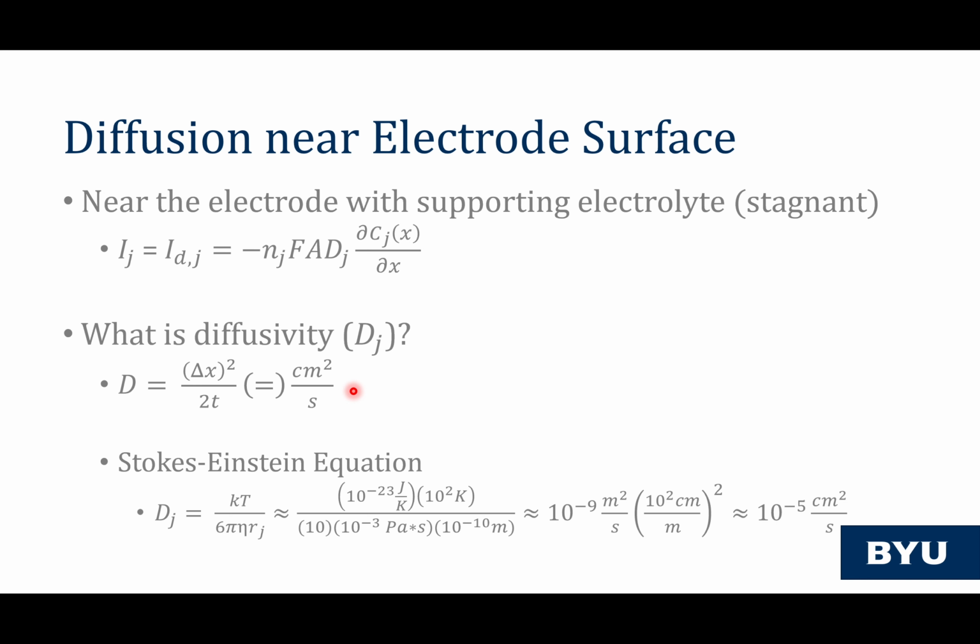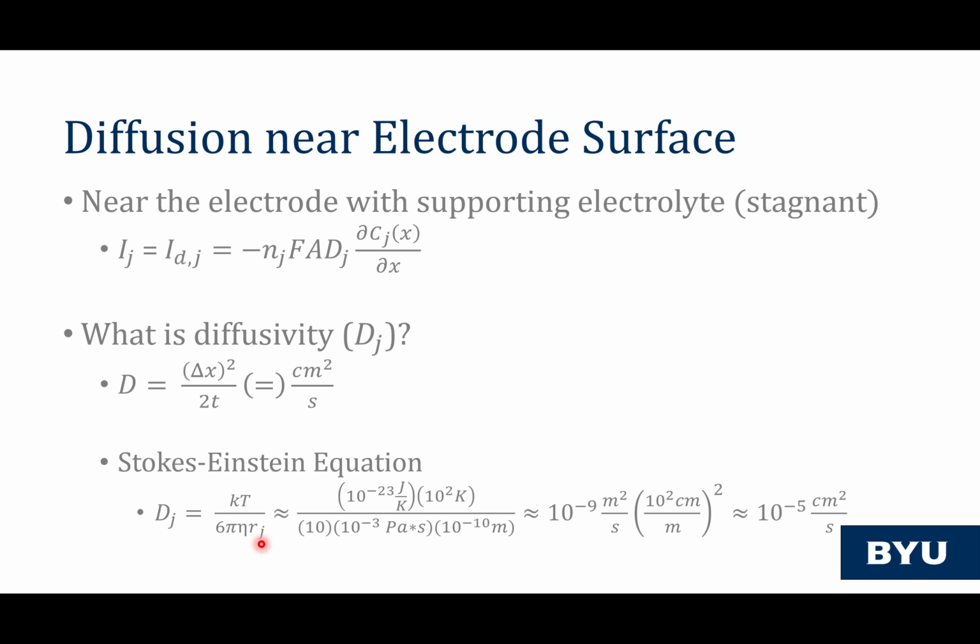unit for diffusivity. The Stokes-Einstein equation, this is a really handy thing that can actually allow us to predict diffusivities. And what it uses is the Boltzmann's constant, it uses temperature, the viscosity of our solution, and then the radius of our species of interest.